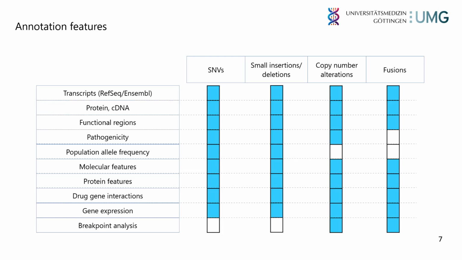To annotate multiple variant types, we implemented a type recognition before each annotation process. AdaGenes then annotates the variants according to their types, including basic variant information like the transcripts, protein, and cDNA identifiers, pathogenicity predictions, and population allele frequency data for SNVs, molecular and protein features of the mutated sites, drug-gene interactions, and gene expression. For copy number alteration and fusions, we also analyzed breakpoints of the DNA.